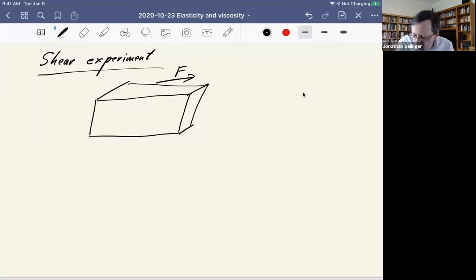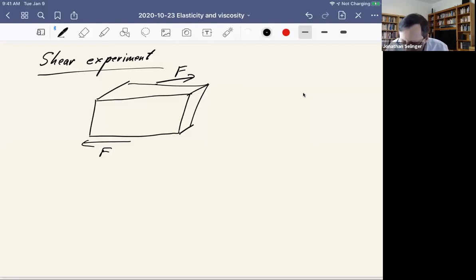And correspondingly, we apply a force sideways on the bottom so that the net force is zero, right? If the net force were not zero, the material would just take off like a rocket, okay? But the net force is zero, right? Or perhaps the sample is mounted on a table and it can't slide with respect to the table. And so you apply a force on the top and the table provides the opposite force on the bottom.